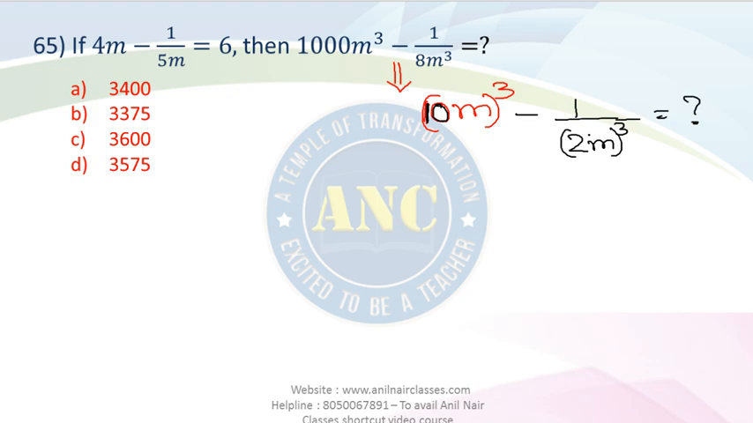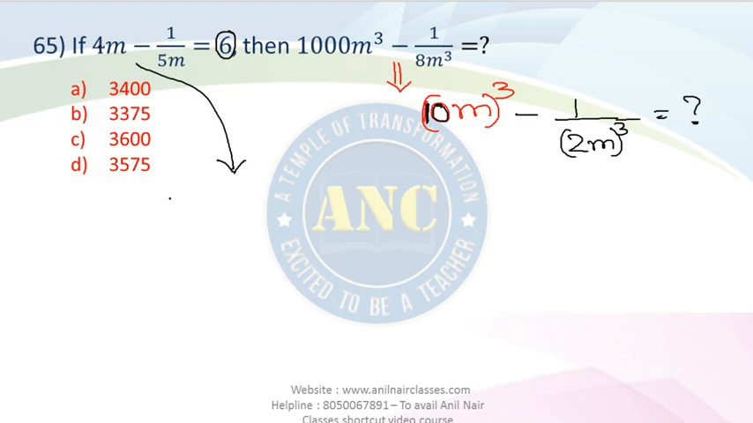If I have 10m minus 1 by 2m, the question becomes easy. But here I don't have 10m minus 1 by 2m, but I have 4m minus 1 by 5m. Now think logically, sir. I want the coefficient of m to be 10, but here it is 4. Multiply by 10 on the left hand side, and I want this 4 to cancel out, so divide by 4 on the left hand side. That means you are multiplying by 10 by 4 on the left hand side. Multiply by 10 by 4 on the right hand side also.